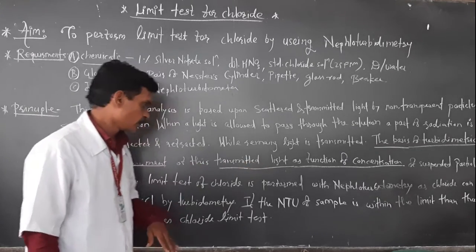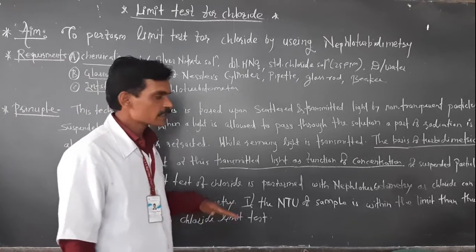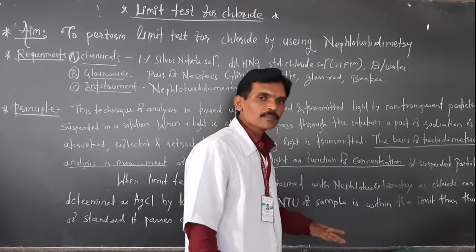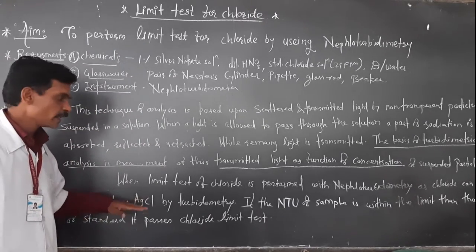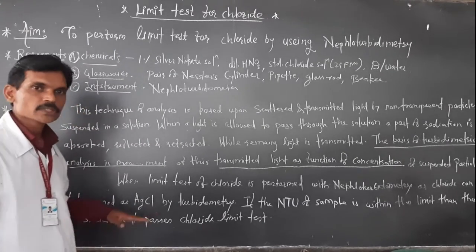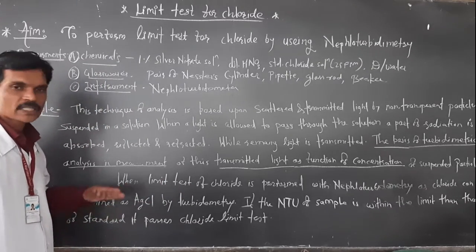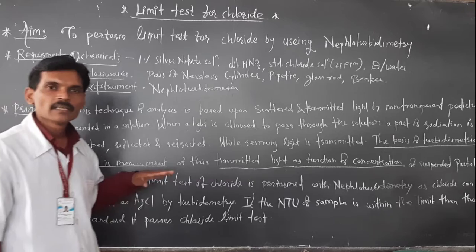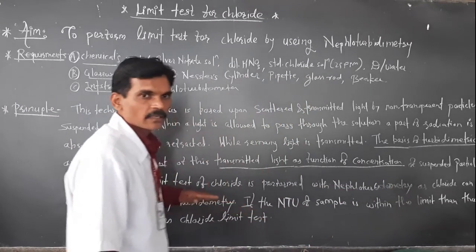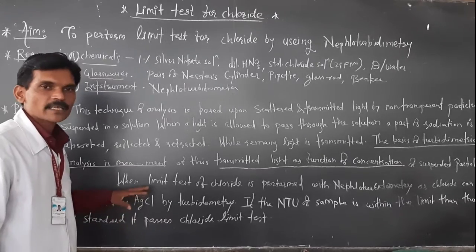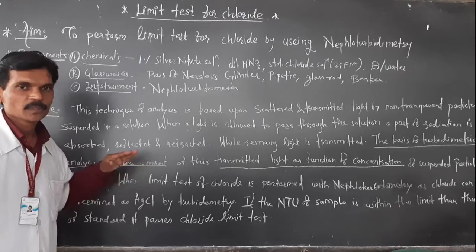So if the NTU of the test sample solution is within the limit of that of the standard chloride solution's NTU, then we can say that our chloride limit test passes. Vice versa, if the NTU of the sample solution is more as compared to that of the standard solution's NTU, then we can say that our sample fails the limit test by using Nephelo turbidometry.